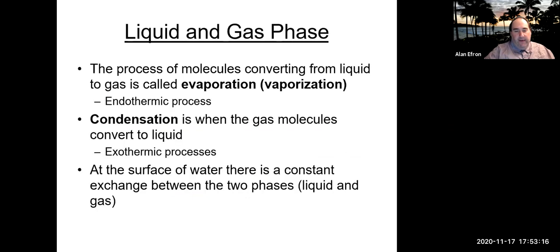Now, when molecules convert from liquid to gas, that is the process of evaporation or vaporization, and that is an endothermic process. So we do have to put heat and energy in there. That's what endothermic means: heat and energy is absorbed. While condensation is when we go from gas back to liquid, and that's an exothermic process where heat and energy is released.